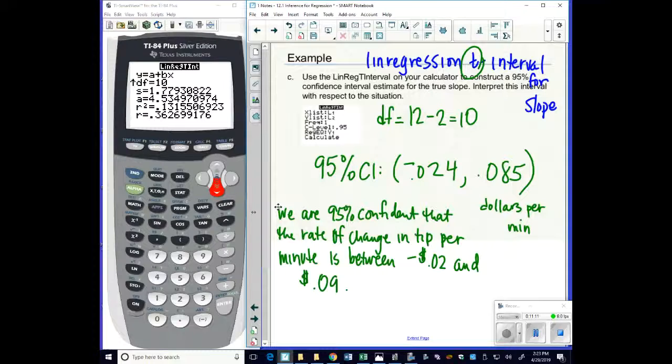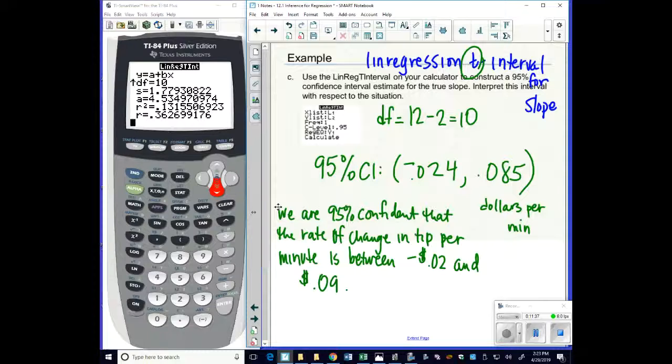Okay, and so let's think about what that means. The one thing you want to notice is that 0 is contained in the interval. And so if 0 is contained in the interval, if our slope is 0, that is basically saying that there is no change. There is no change in tip over time. And so because 0 is included in the interval, I really can't conclude any kind of significance with respect to the amount of tip over time.